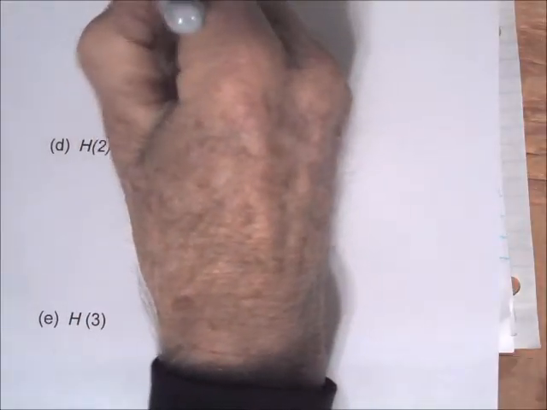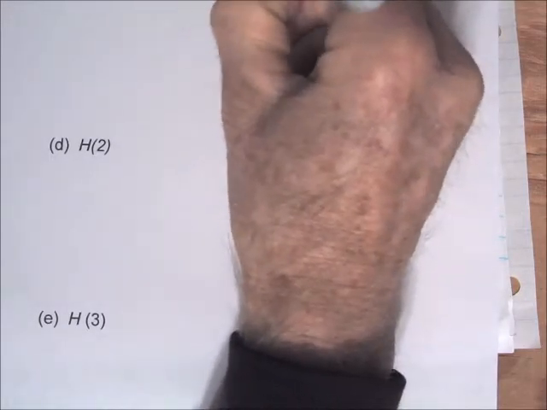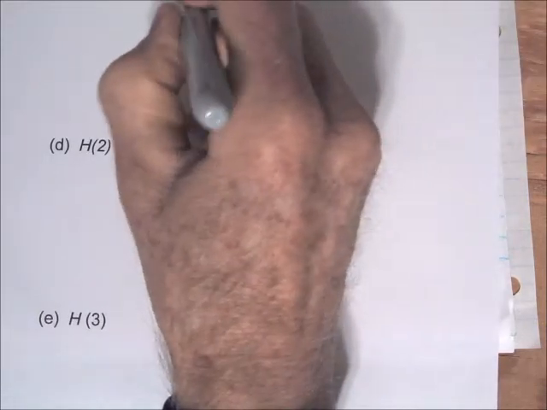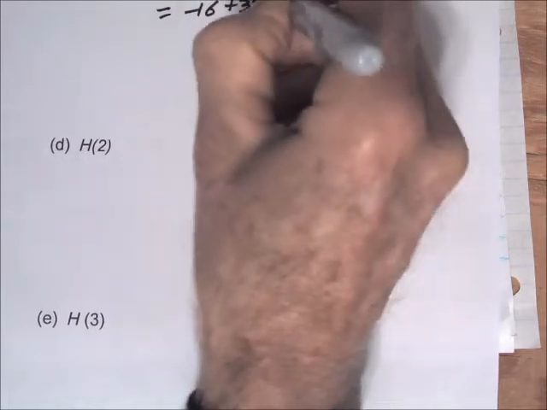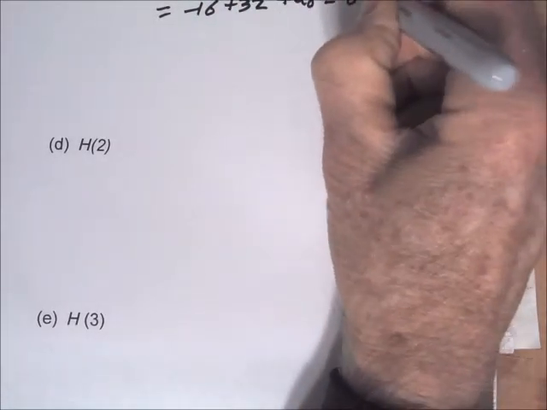And h of 1 would be minus 16 times 1 squared plus 32 times 1 plus 48. 1 squared is 1. 1 times negative 16 is negative 16. So it's negative 16 plus 32 plus 48. And that's going to be 64 feet.